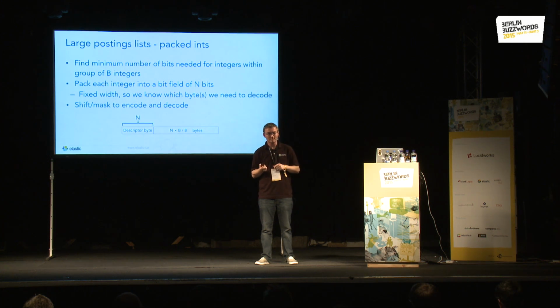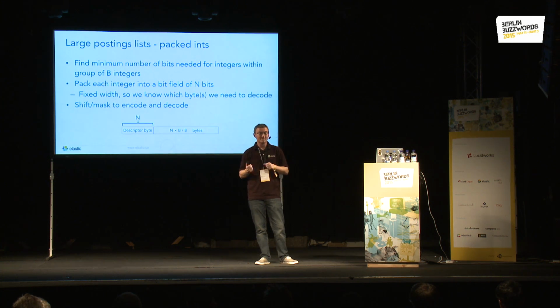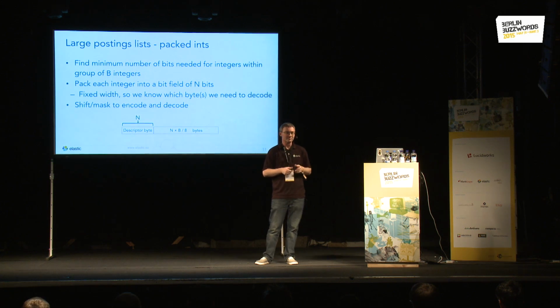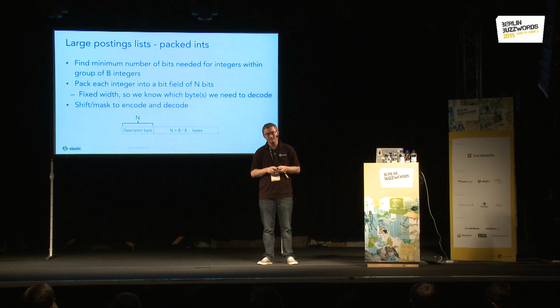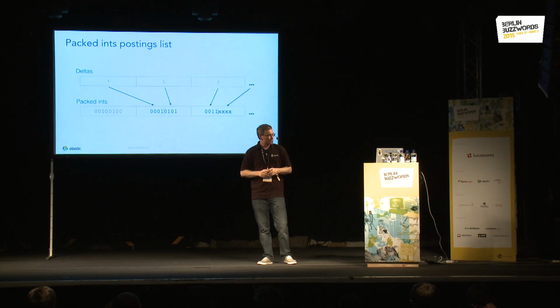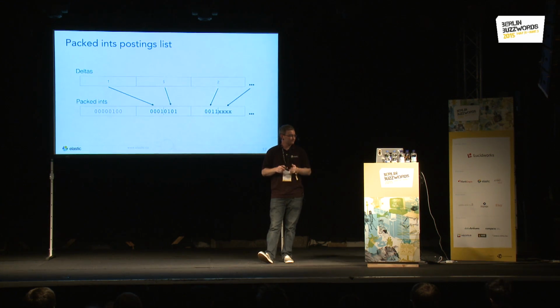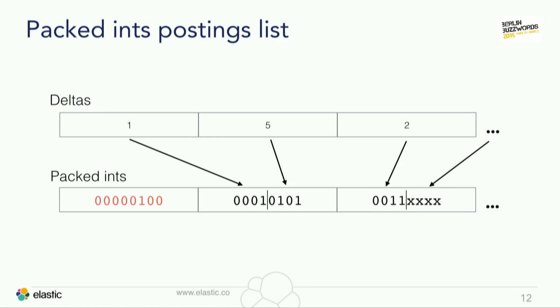It's a little bit of a different shift, right? So with vbyte, we're shifting by 7 bits. Here, we're shifting by some number n. So an example with packed ints postings. Our original numbers, we have 1, 5, and 2. Remember, these are deltas. These were our deltas that we had in our last example for vint.